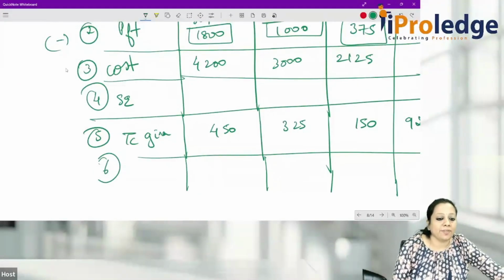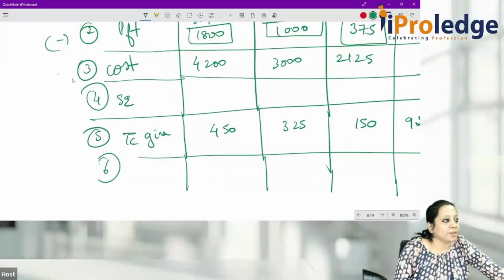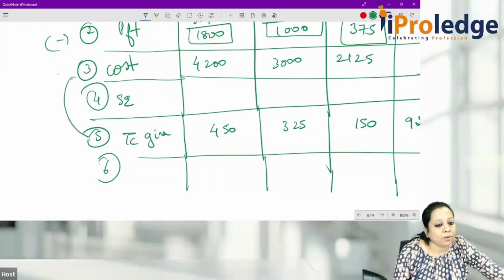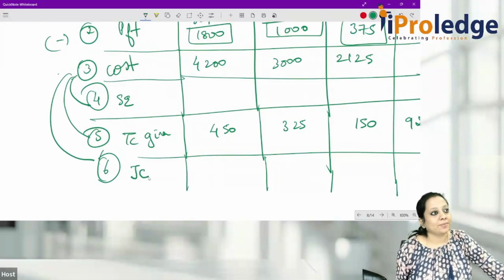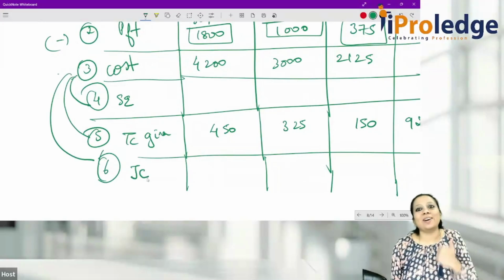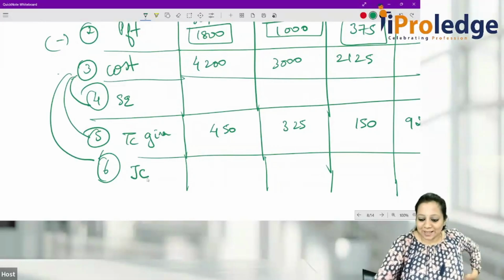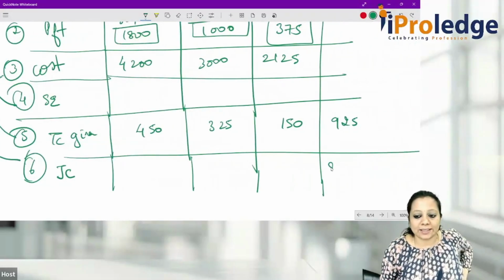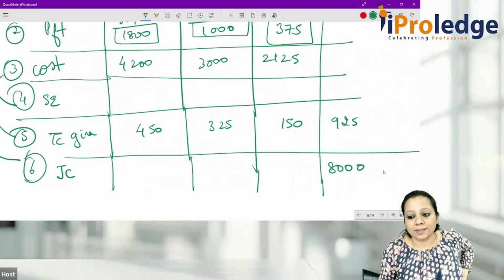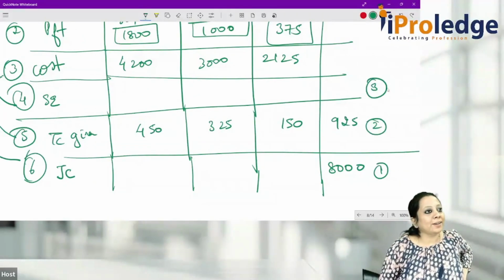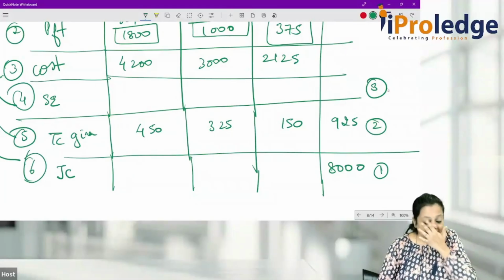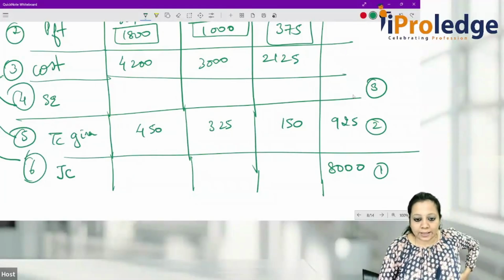Now, please listen to me very carefully. Sales minus profit is cost. That cost is made of what all? Total cost given in the question, selling expenses because it is hidden, and the joint cost. These are all joint products, so joint cost will come. How much is the joint cost? 8,000. So this is 1, this is 2, this is 3. Understood, everyone? So now we will go in this order.